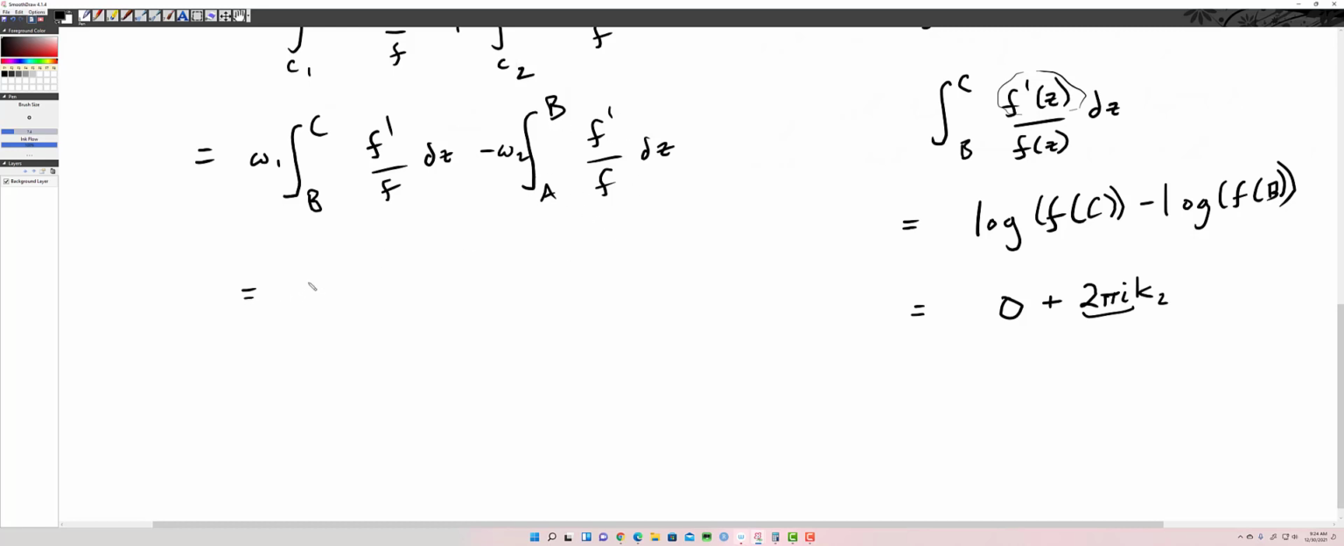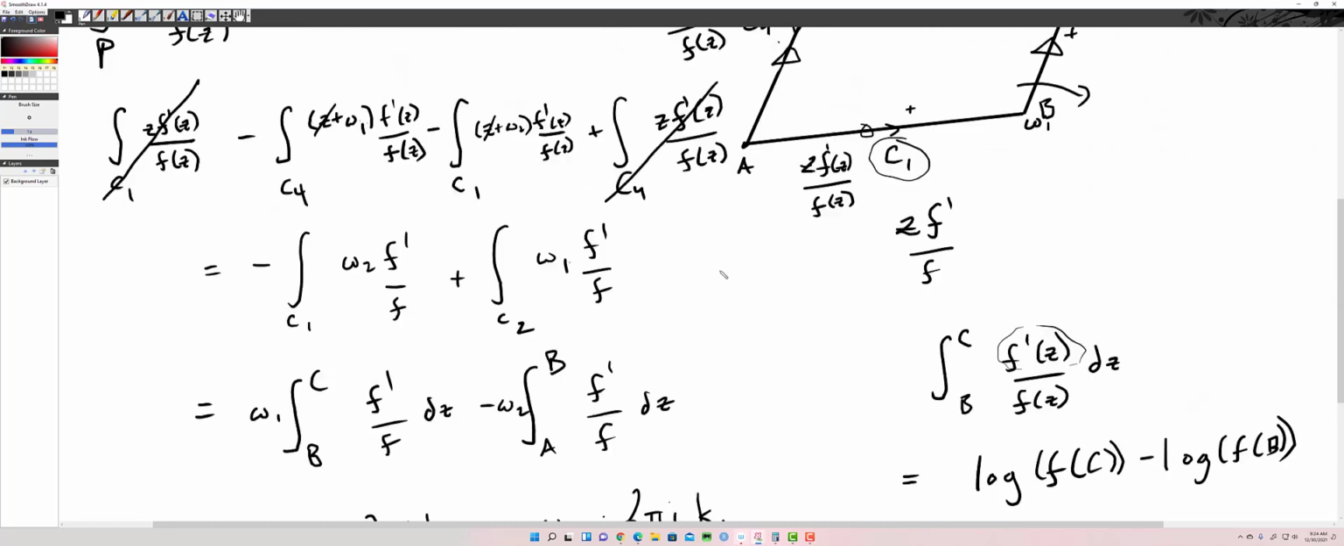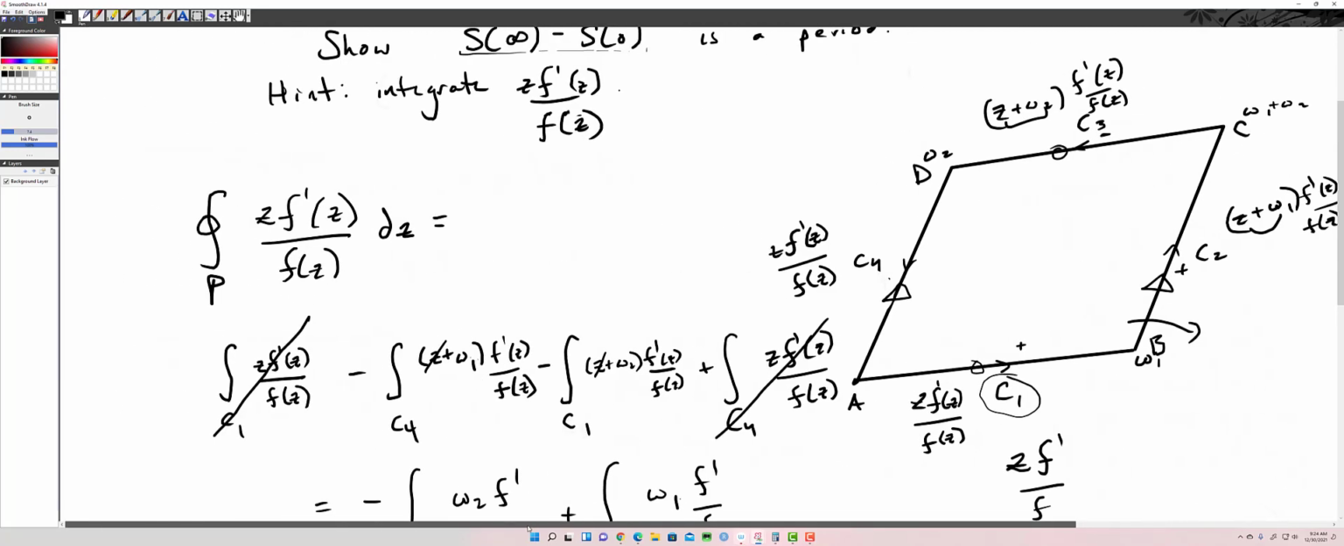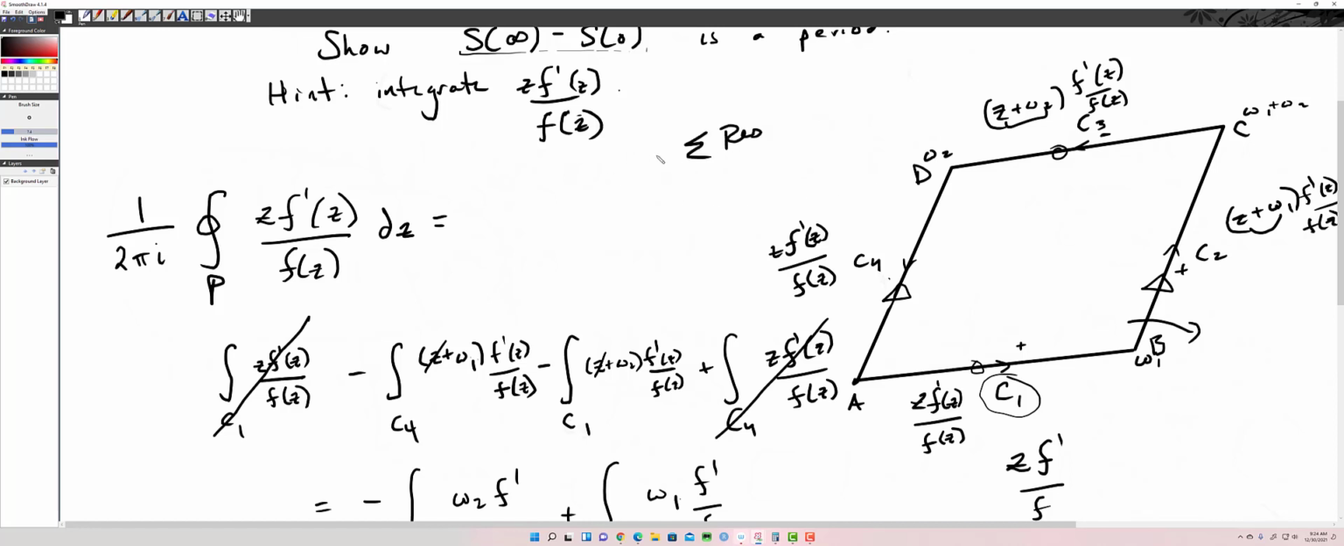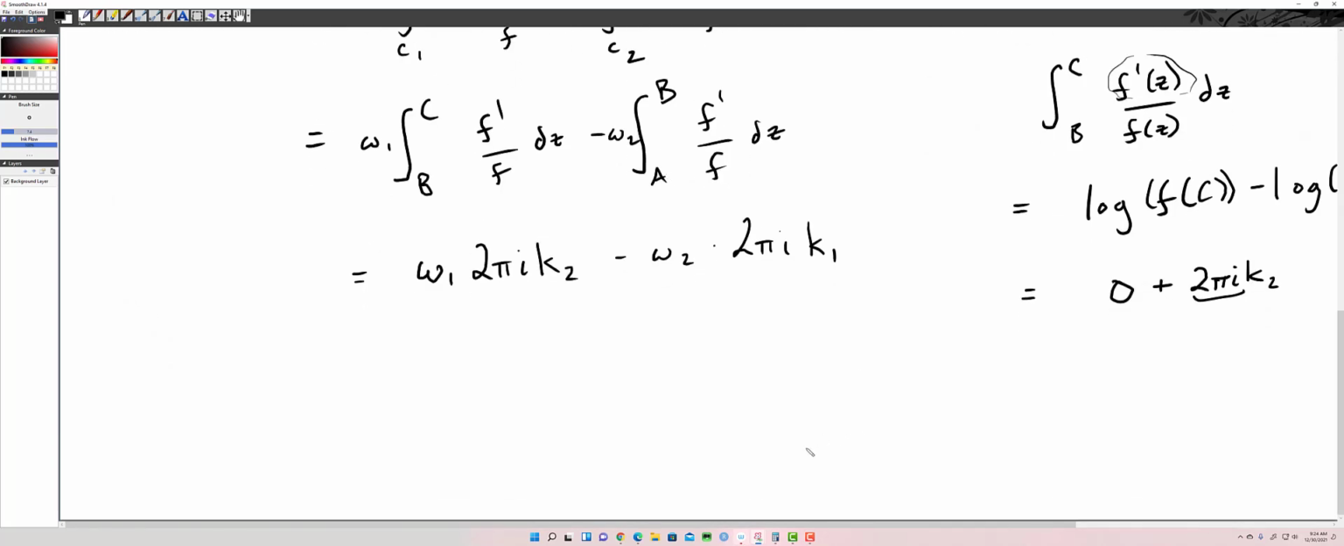So what I wind up with is 2 pi i times some integer k2 minus omega 2 times 2 pi i times some integer k1. Now, if you remember in the argument principle, they actually divide off by 2 pi i. The reason they do that is because we're looking at the sum of the residues times 2 pi i. So we need to remove that if we want the number of poles, and the same is true here.